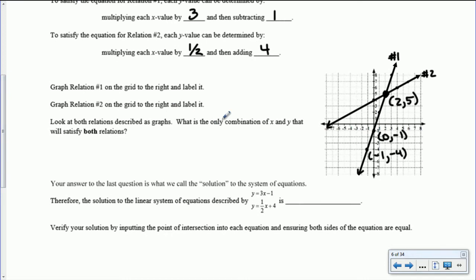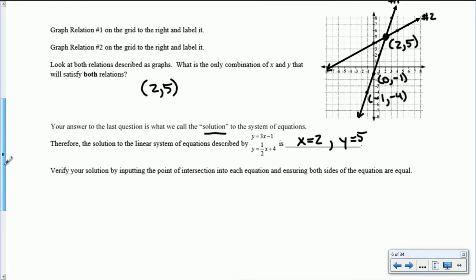Okay, so what's the only combination of x and y that satisfy both? 2 and 5. So your answer to the last question is what we call the solution to the system of equations. So therefore the solution to the system of equations described by these two equations is 2, 5, or x equals 2, y equals 5.